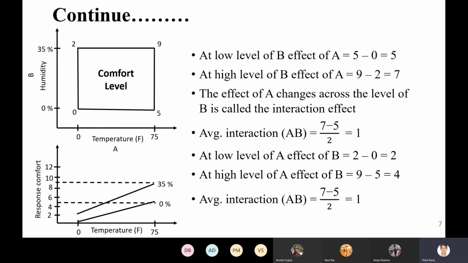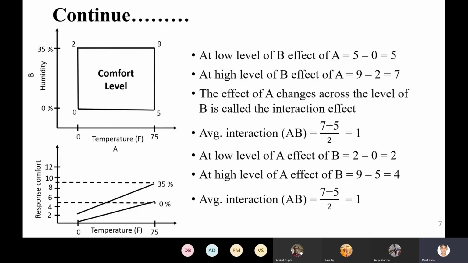In the same way, we can calculate the effect of A on B. At low level of A, the effect of B is 2 minus 0, and at high level of A, the effect of B is 9 minus 5, which is 4. And the average interaction is (4 minus 2) divided by 2, which is equal to 1. So from here, we can observe that whichever way we calculate it, the final result for the interaction will be the same.